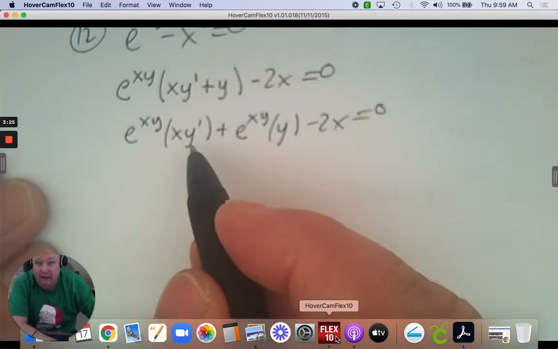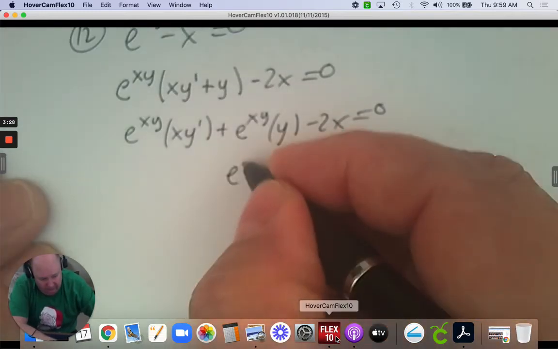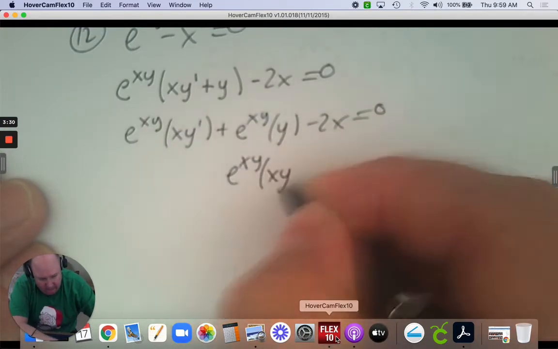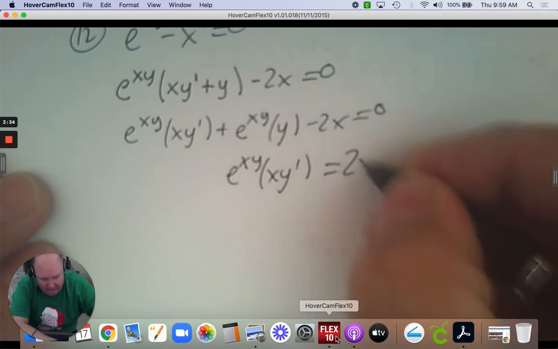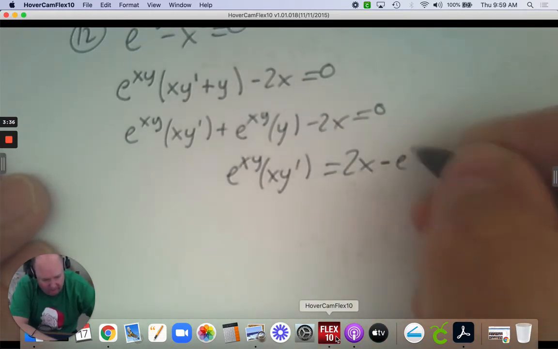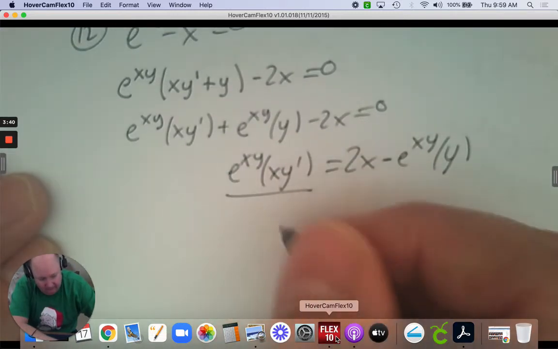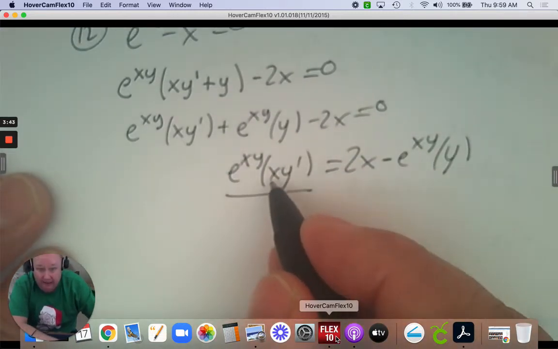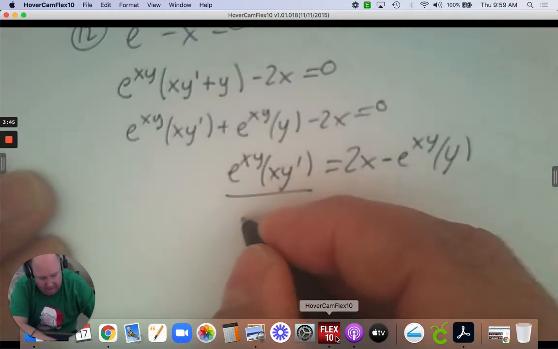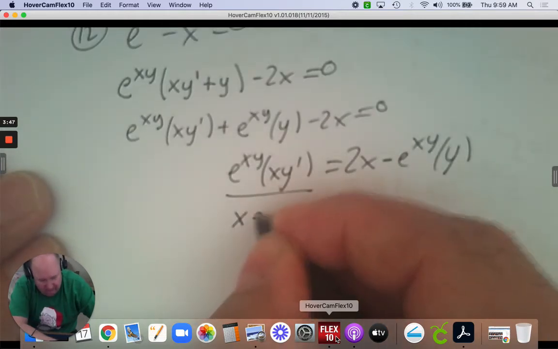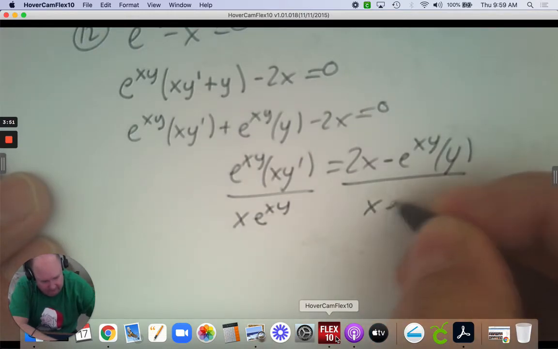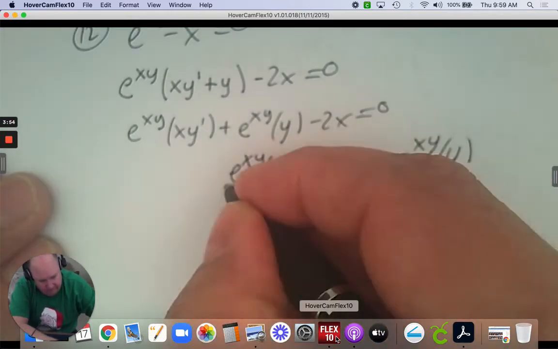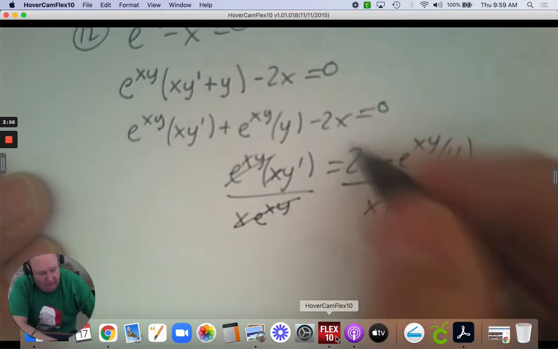And now I can get y prime by itself. So e to the xy, xy prime is going to stay. Everything else is going to move. So we're going to add 2x and subtract e to the xy times y. And then the last step is to divide. Now there's also an x here that we're going to divide out. So really it's x times e to the xy. That's what gets divided. And there's your answer.